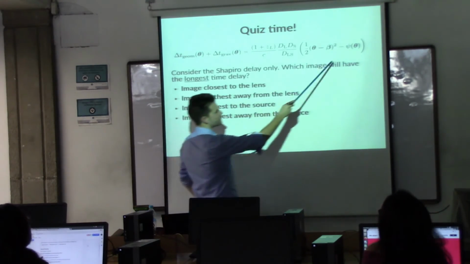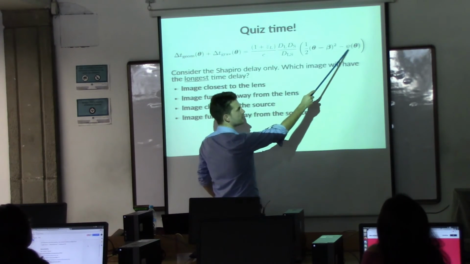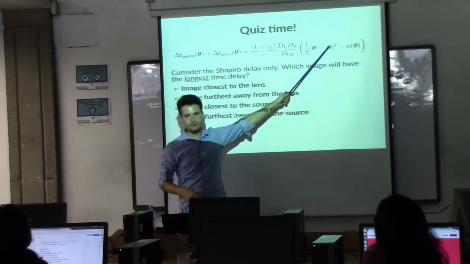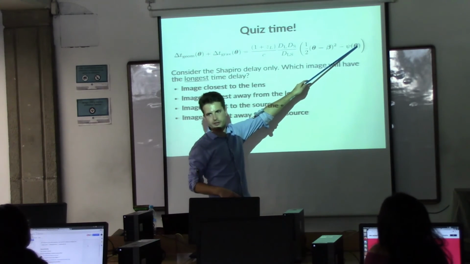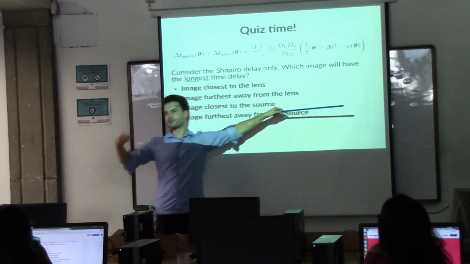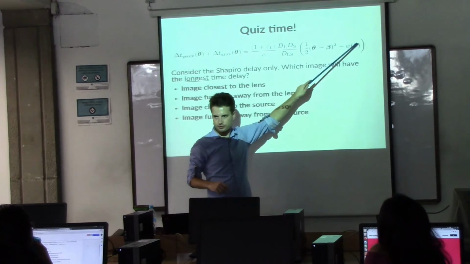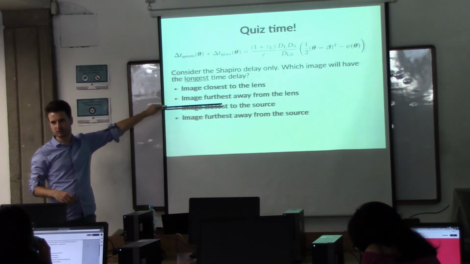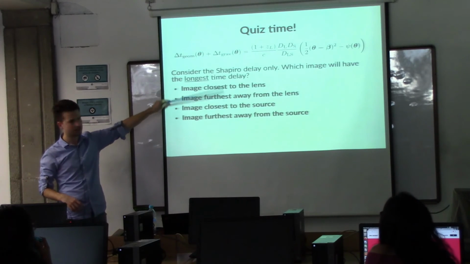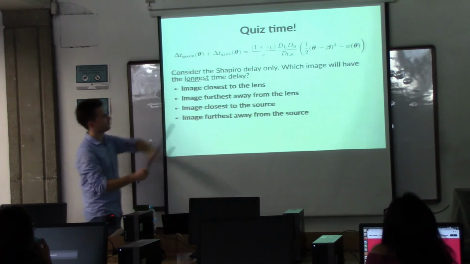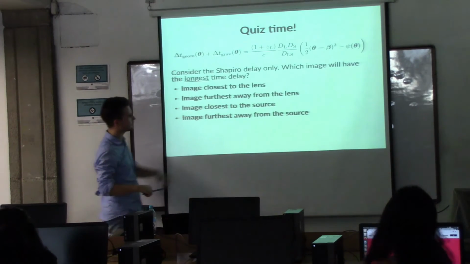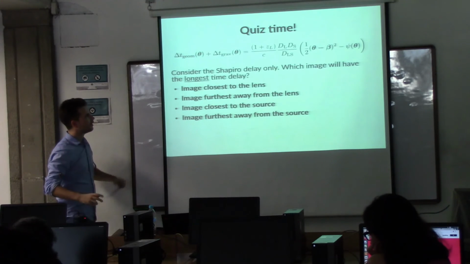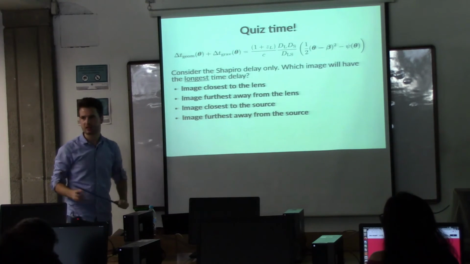So when we consider this function, the gravitational time delay depends to the first order on this term only. The source position is given by beta. There is no direct dependence on beta here. There will be one for the lensing equation, but let's forget about that for a second. So basically, whether the image is close to the source or not for Shapiro time delay doesn't matter. So these two options are eliminated. And then we have two options, the image closest to the lens or the image furthest away from the lens.